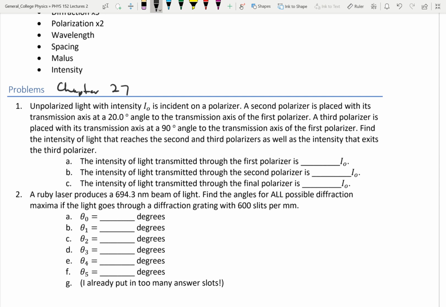Okay, problems for chapter 27. First problem has to do with polarizers.